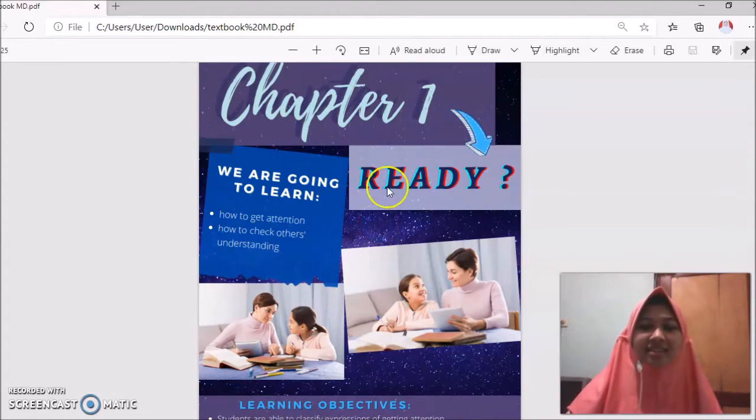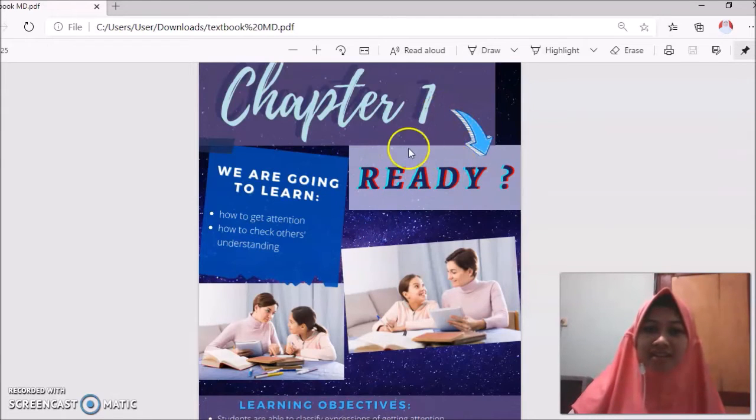Alright, this is the front page of chapter 1. As you can see, the title of the chapter is Ready? It means that a question for students to ask whether they are ready to learn the material in this chapter. The students are going to learn about expressions of getting attention and checking others' understanding.